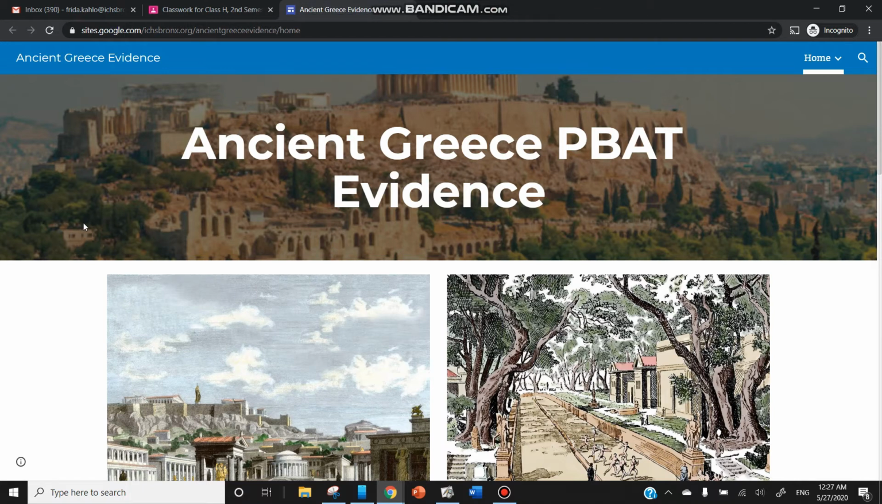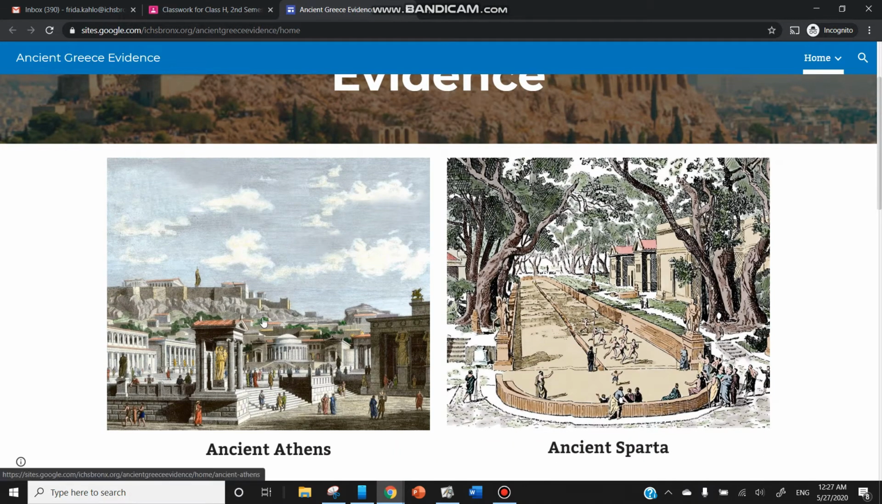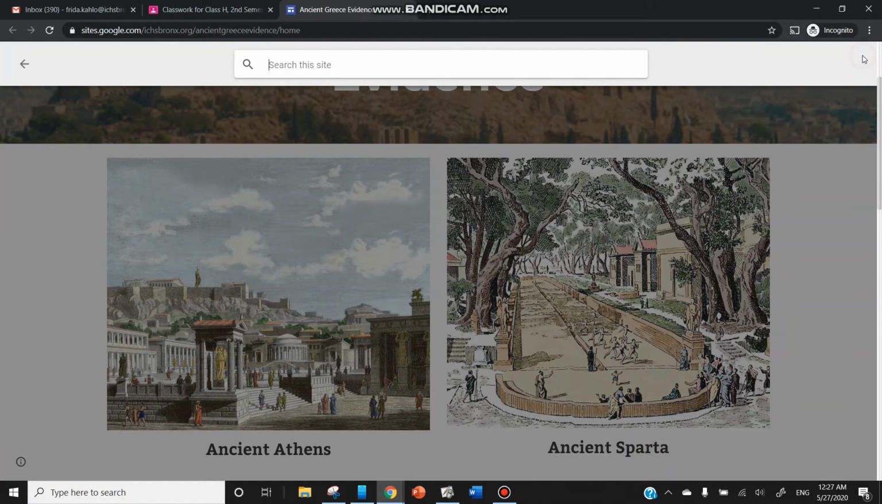And as I reviewed before, you'll just click under Athens or Sparta, or you can also click over here to do a search on whichever topic you're looking for. Maybe economy, maybe slaves, maybe women, maybe voting. Whatever it is you're looking for, you can do a search like that here to help you out.